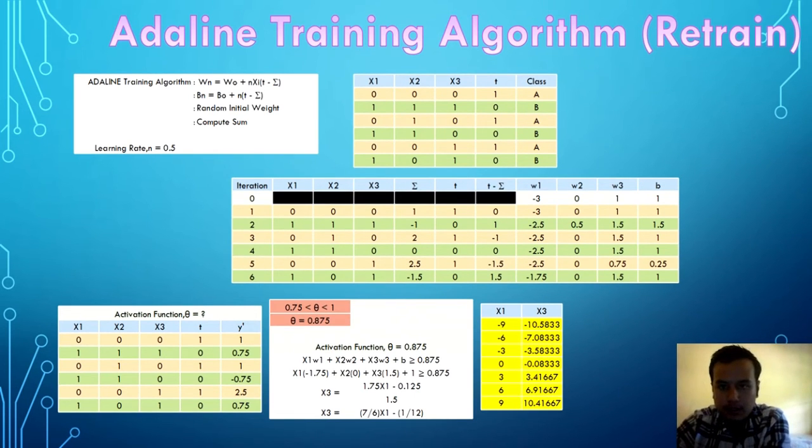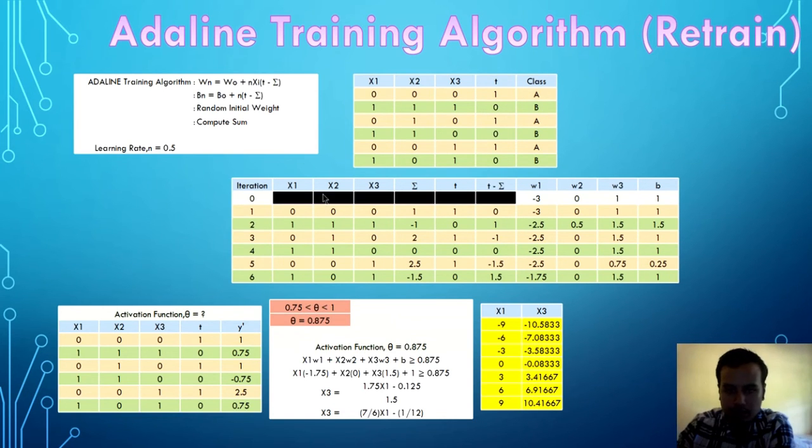After that, we go to the table for W1, W2, W3 and bias. This is the random initial number that we decided to use, which are -3, 0, 1, and 1. After that, we put the data from this table into this table, so 000, 111, and so on. And the T here, we also follow the data from here.